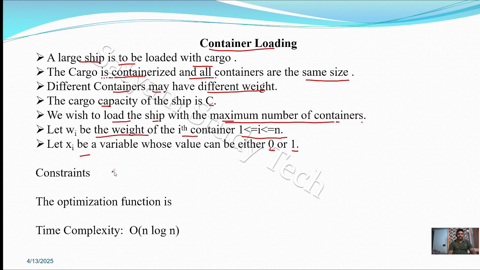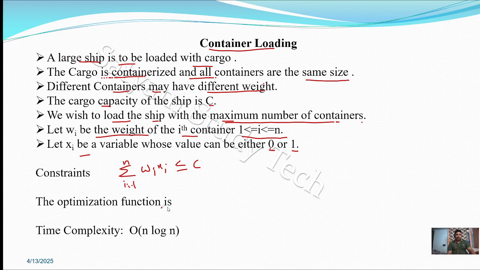What is meant by constraint? Any subset that satisfies some constraints is called a feasible solution. So in this particular problem, what is the constraint? For i equal to 1 to n containers, the weight of each container Wi into xi must be less than or equal to the capacity of the ship. So this is the constraint. Any subset must satisfy this constraint, and then those solutions are called feasible solutions.